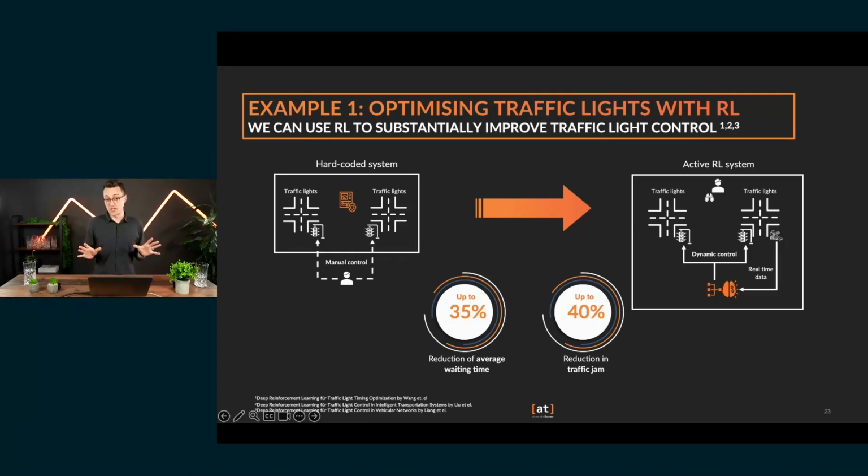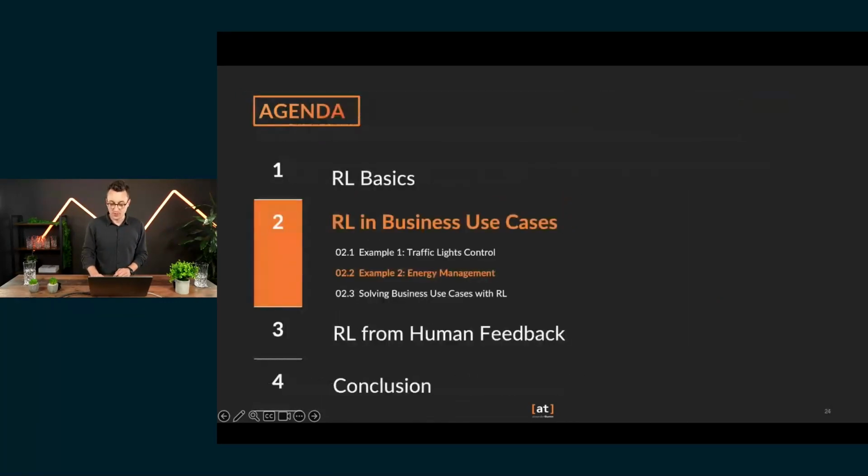Okay, so that's our first example. And the aim of this example was really to show you what it can bring to the table to introduce reinforcement learning into your conventional problem. The thing that I haven't really told you much about is the actual steps that you need to take to build your reinforcement learner. And that's what we're going to look into in our second example in the context of energy management.